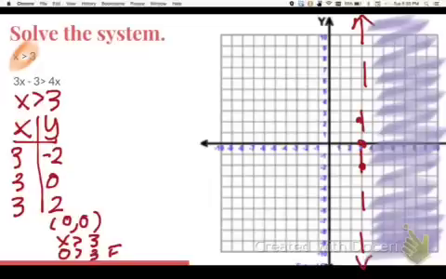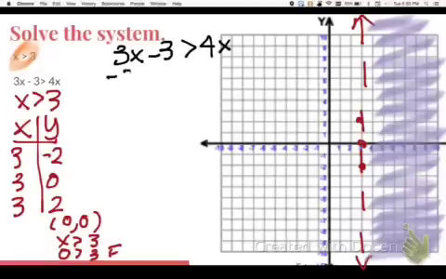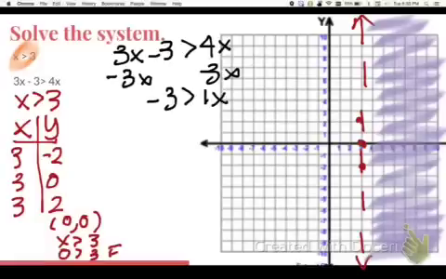So now I need to solve the next inequality for, it looks like x because I don't have a y value. So I'm just going to rewrite my inequality here. So I'll subtract 3x on both sides. I'll get negative 3 is greater than 1x. So it looks like x is by itself. If anybody wants to flip it around, perhaps you want it to look like this. X is less than negative 3.